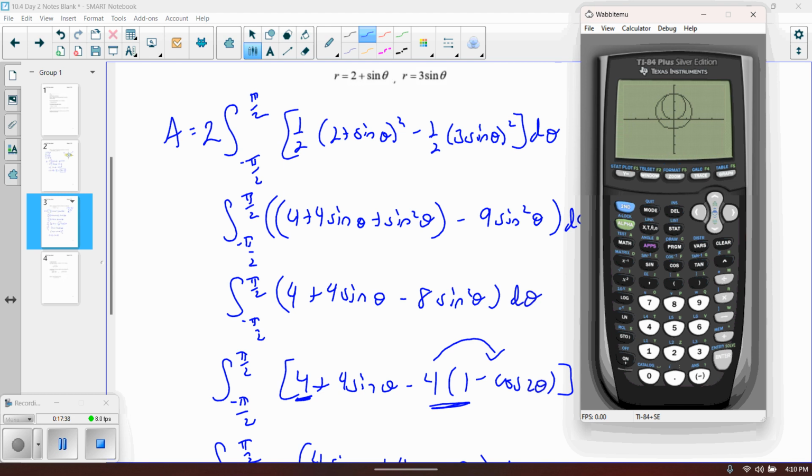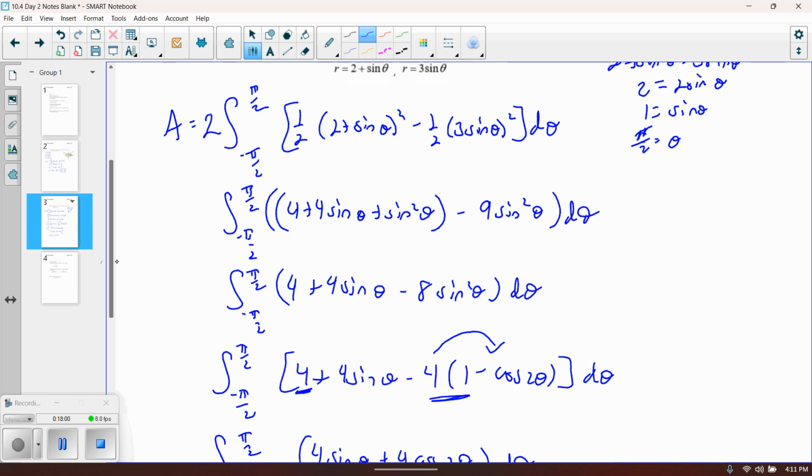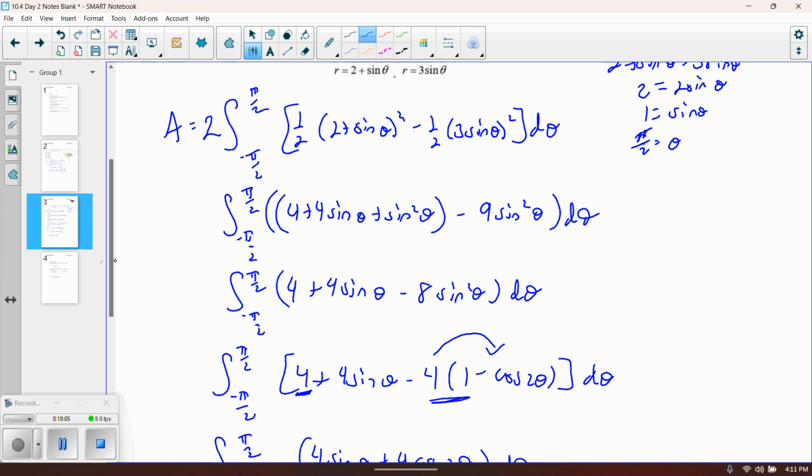Anyway, that's not the intention of the problem. The intention of this problem was actually to have an outside minus inside. And I think one of the main things going on here is I actually have a typo in my problem. The first r should have been 1 plus sine theta. So let's just see if we can figure this out. I think that if we do everything the same, except we change this bottom bound to be 0, let's see if that changes anything.